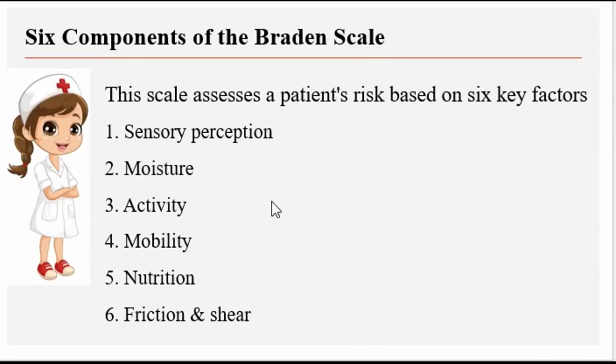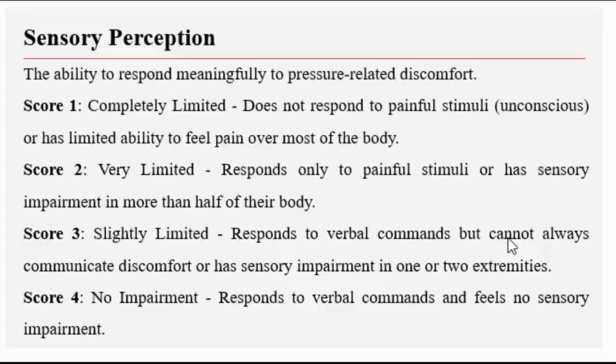There are 6 components for the Braden scale. What are those? Sensory perception, moisture, activity, mobility, nutrition, and friction and shear. These are the 6 components of the Braden scale. Let us see one by one how we assess them. The first component is sensory perception. This is the ability of the patient to respond meaningfully to pressure-related discomfort. We will give a score of 1 to 4 accordingly.